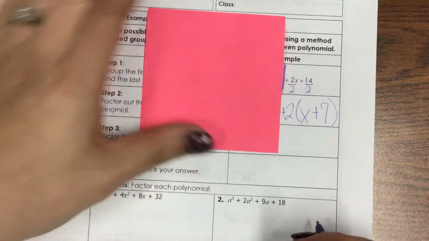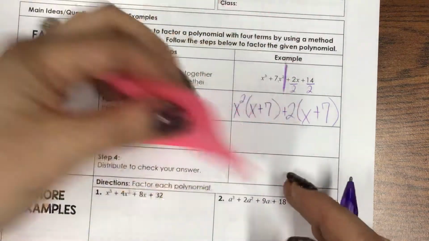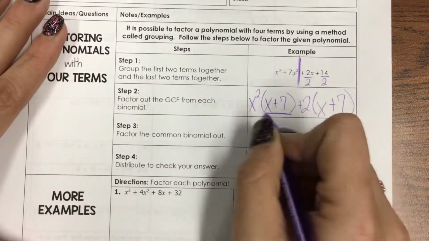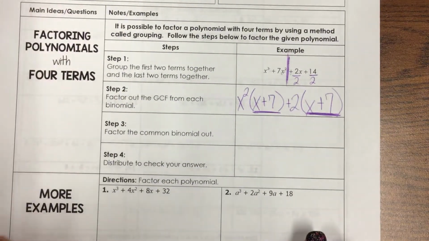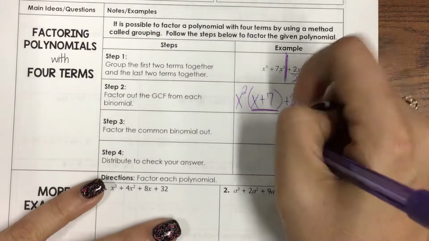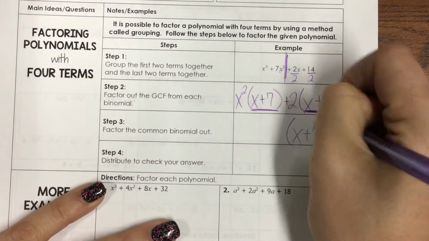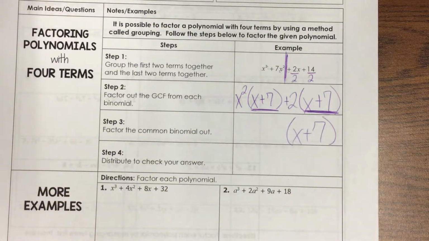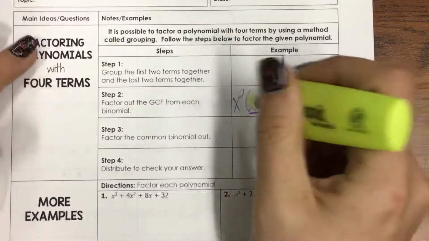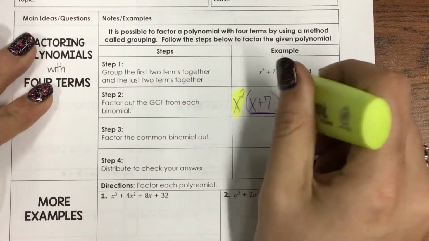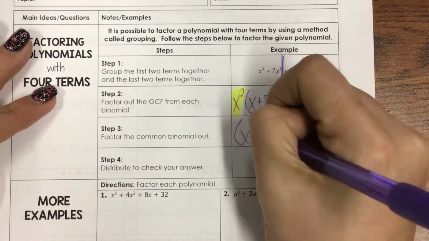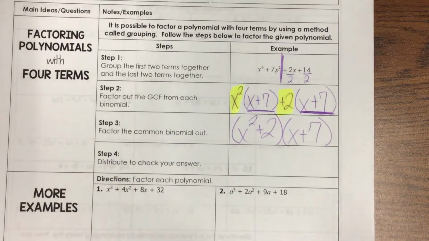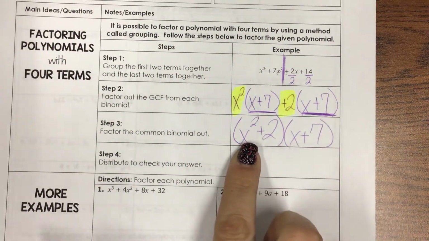Once I factor out both sides, if I can get my Post-it note off, I should see that both of my parentheses are the same. They have to be the same. That's going to be one of my parentheses. Then my numbers that are left, which for this case is x squared and a positive 2. That is going to be my other parentheses.